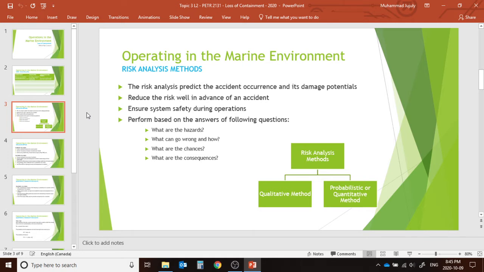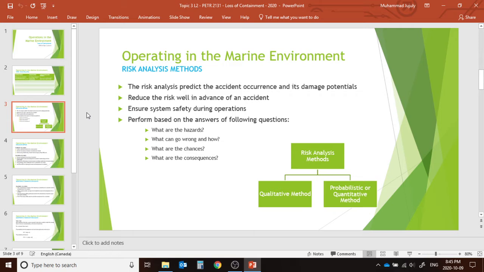Now, let's talk about risk analysis methods. What is risk analysis? Risk analysis predicts the accident occurrence and its damage potential. It reduces the risk well in advance of an accident to ensure system safety during operation. It is performed based on the answers to the following questions: what are the hazards, what can go wrong and how, what are the chances, what are the consequences.